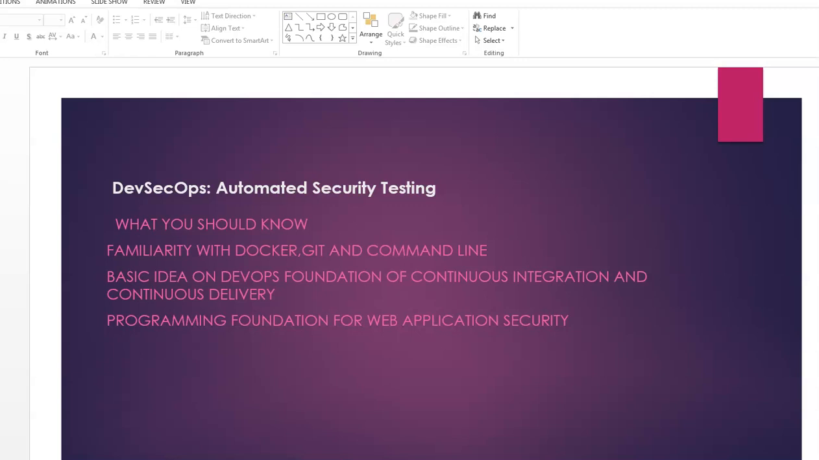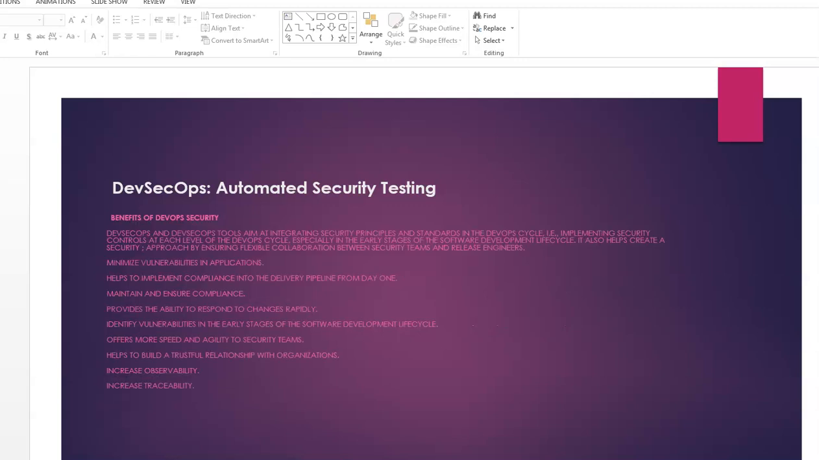Okay, and now when I move on, what are the basic benefits when we talk about DevOps security? Previously there was the DevOps that we saw, right? One more extra point got added, that is called security.